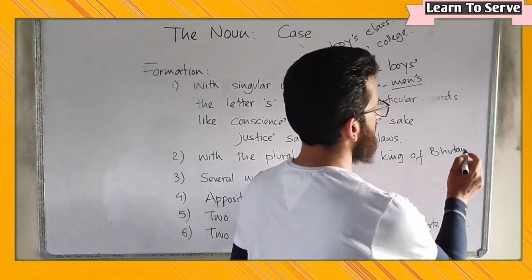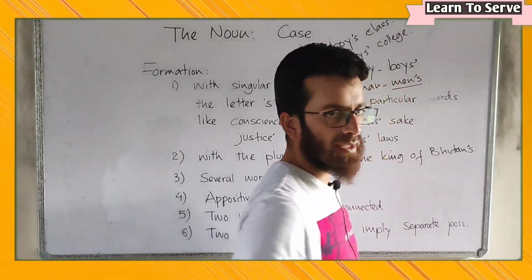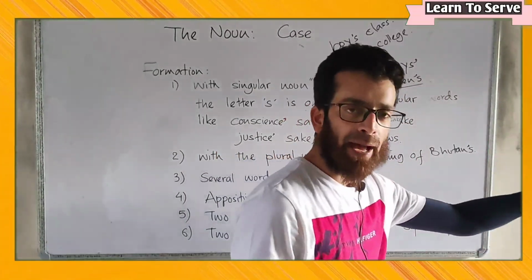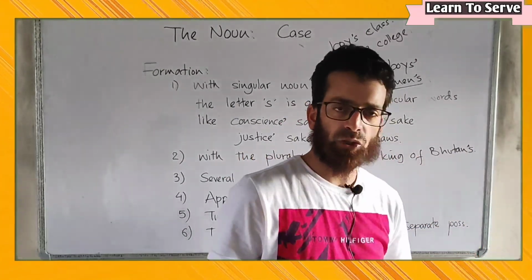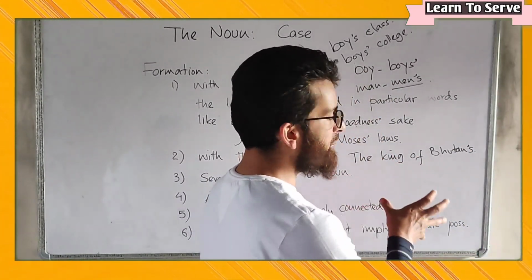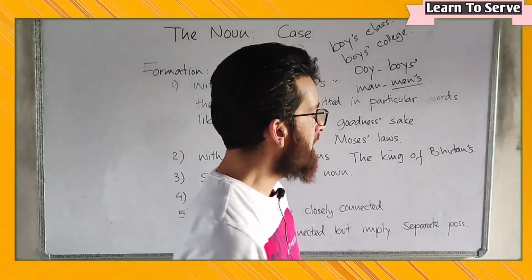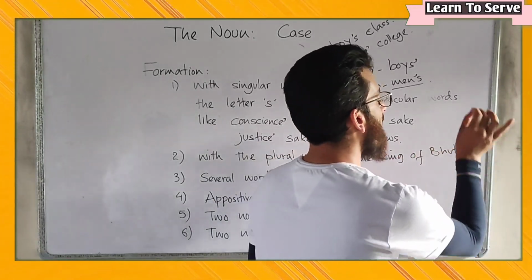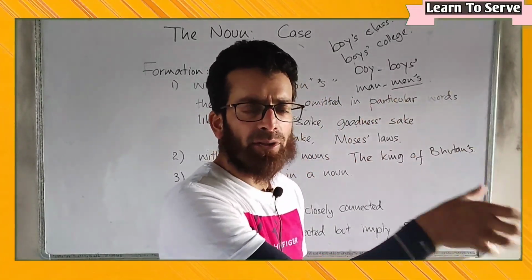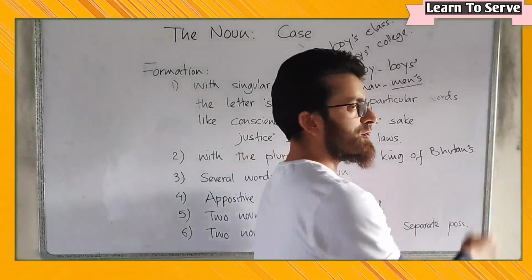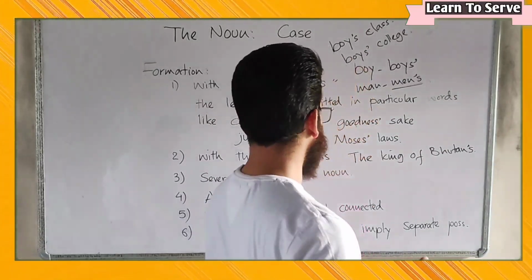For example, here you have to add it with Bhutan. The king of Bhutan's palace, not the king's of Bhutan palace. No, if you have several words in a compound noun, then you have to put apostrophe s at the end, on the last word of that compound noun.